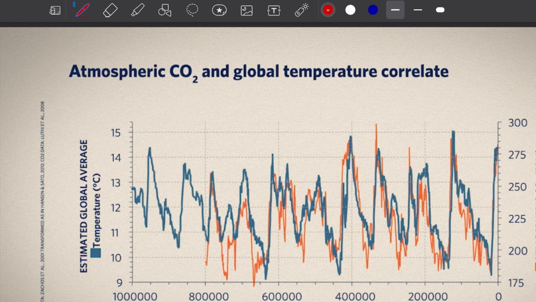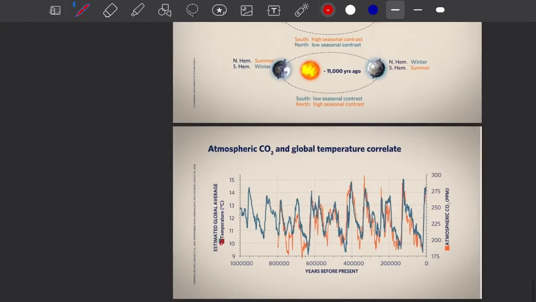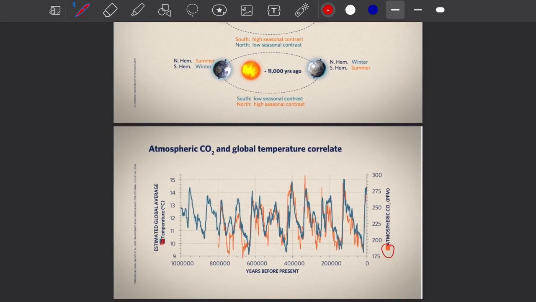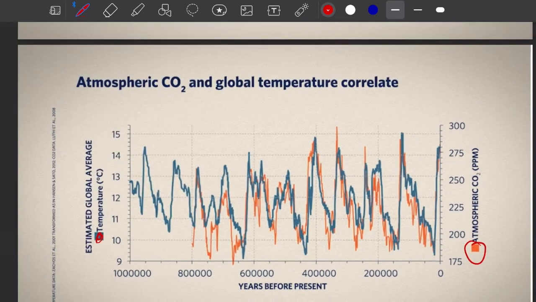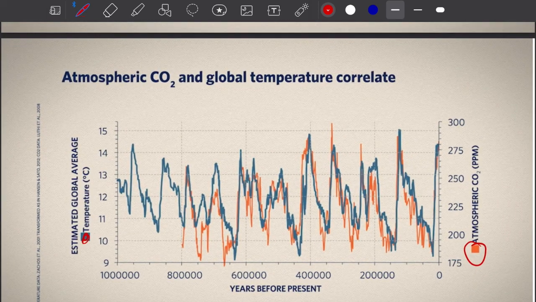Okay, now here we can see one more thing. This global temperature graph and CO2 graph are more or less the same. Both are following the same trend. Why is it so? Are you getting it or not? Here the global temperature is denoted by this color, and atmospheric CO2 is denoted by this orange color, and it is following the same trend. Why?